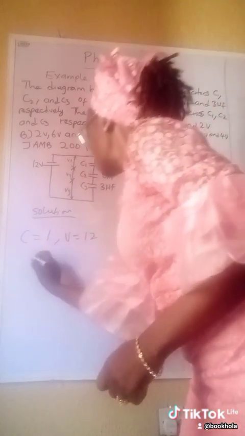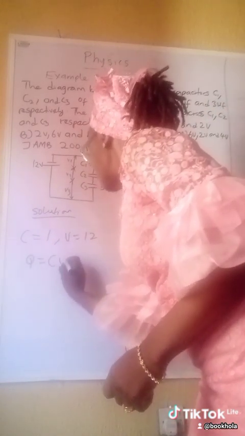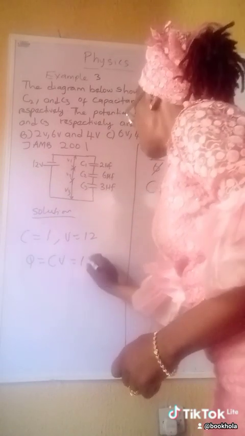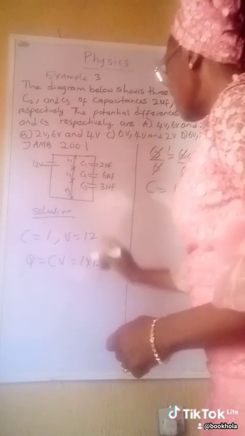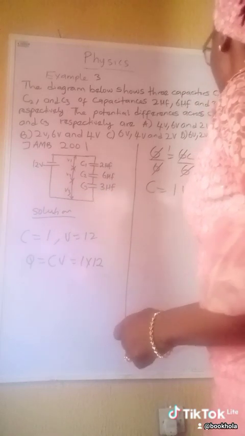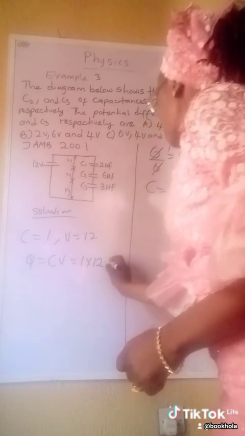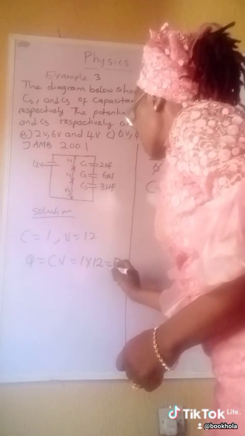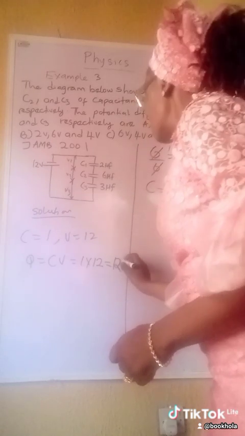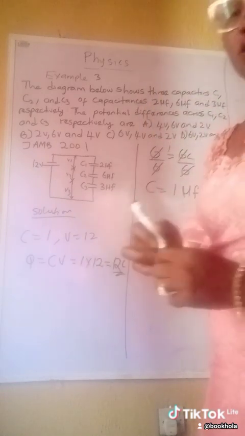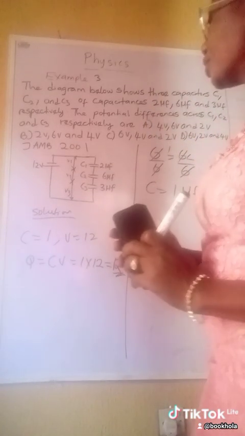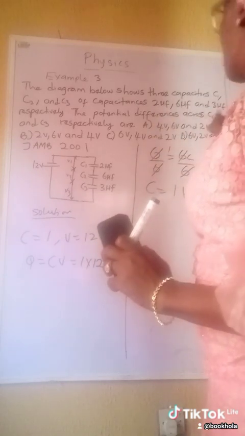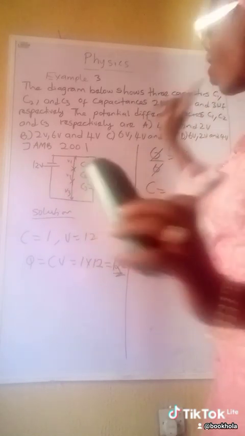Let's find the charge. We know that Q is equal to CV. So we have C to be 1, and then we have V to be 12. Remember, we didn't put our microfarad. So we have this to be 12. Charge is in coulombs. So, what do we do next? We have found that, so we are looking for the potential difference across C1, C2, C3.